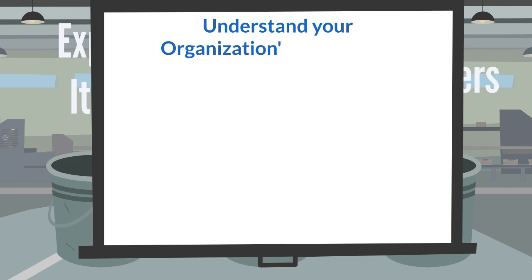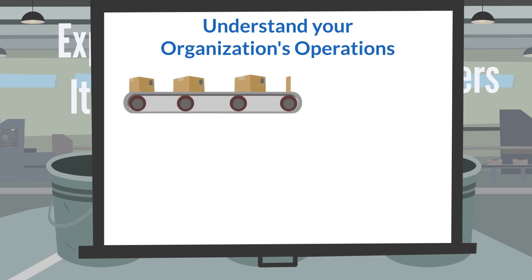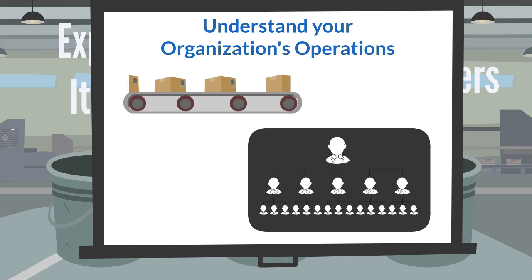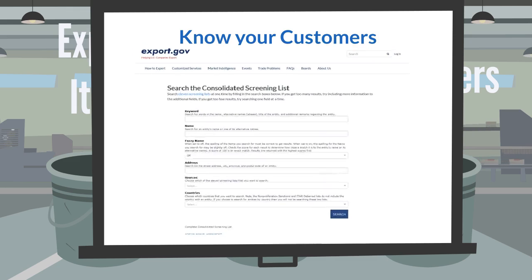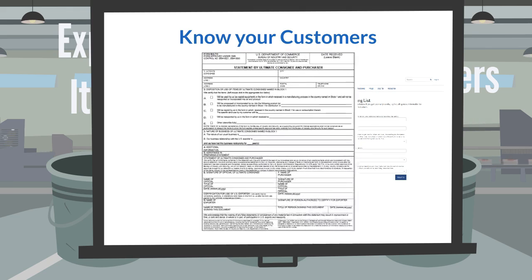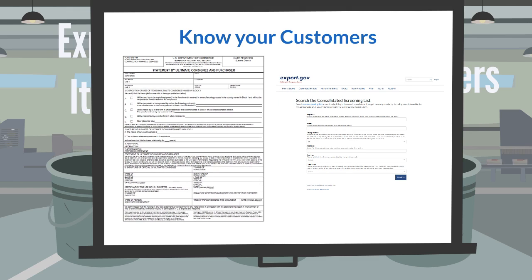A company needs to know its exporting procedures and processes very well, and personnel need to be well trained in those procedures to minimize risk. It's important to know your customers. Screening your customers against the consolidated screening list and requesting an end-use statement can help mitigate your company's exporting risk.